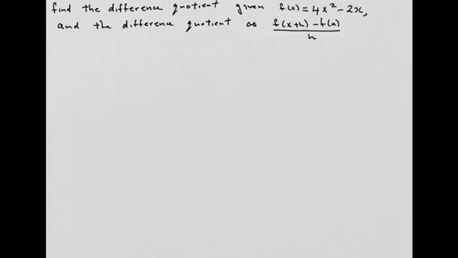We're looking for the difference quotient of f of x equals 4x squared minus 2x. And the difference quotient formula is given to us as f of x plus h minus f of x divided by h. Now you will notice that we have f of x that's given, but we do not have f of x plus h.